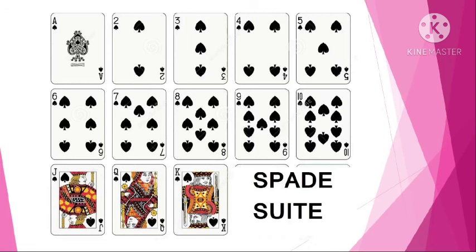In each suit there will be one ace, and the next 9 cards are numbered from 2 to 10, that is 2, 3, 4, 5, 6, 7, 8, 9, 10. These are number cards. So how many number cards are there in each suit? There are 9 number cards numbered from 2 to 10. One is not there. Next 3 cards are J, Q and K.